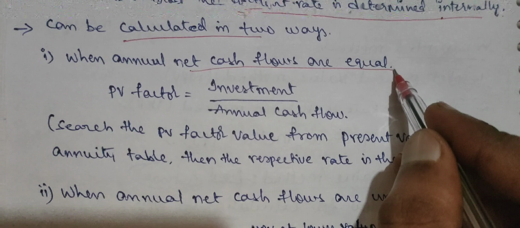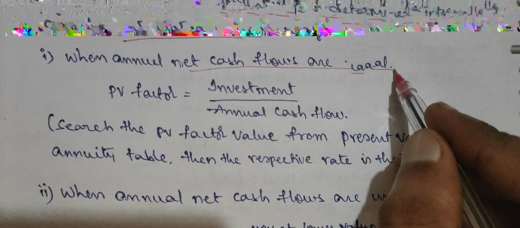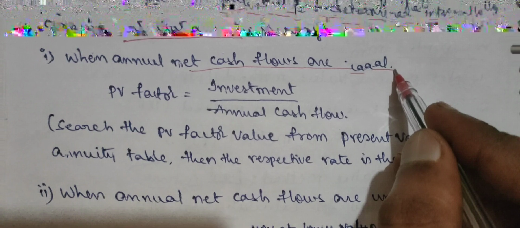Then the other method. Usually in the examination they will focus on this method, because all the time the net cash flows are not equal. When they are unequal, this should be the formula: IRR is equal to lower rate plus NPV at lower rate divided by NPV at lower rate minus NPV at higher rate, into the change in the rate. By taking this formula in the examination, the students can easily solve the problem.